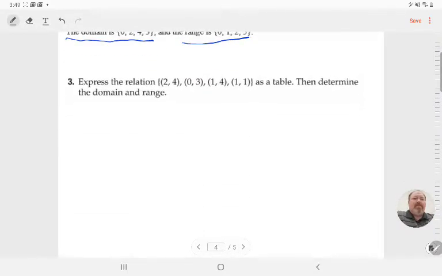So let's take a look at number 3. This is where you pause the video, try number 3 on your own, and then come back and see how you did. All right, how'd you do?